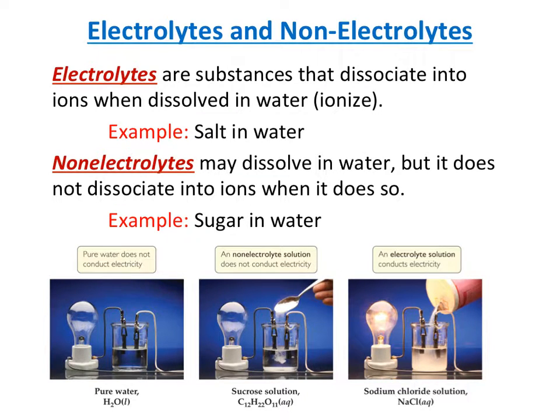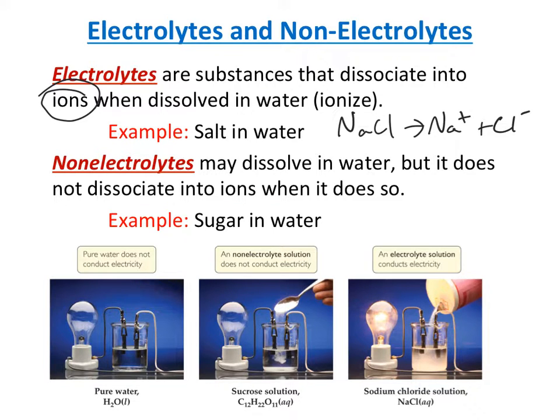Welcome to how to identify electrolytes. So we have electrolytes and non-electrolytes. Electrolytes are substances that are going to dissociate into ions when dissolved in water. So the key here is to understand that we're talking about ions. An example of this is salt in water, something like sodium chloride. Sodium chloride is going to break up into sodium ions and chloride anions.